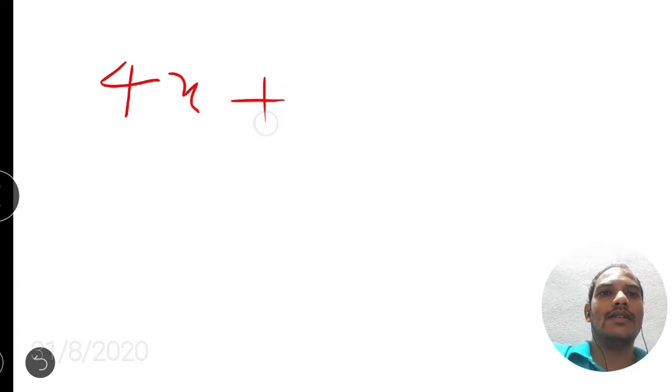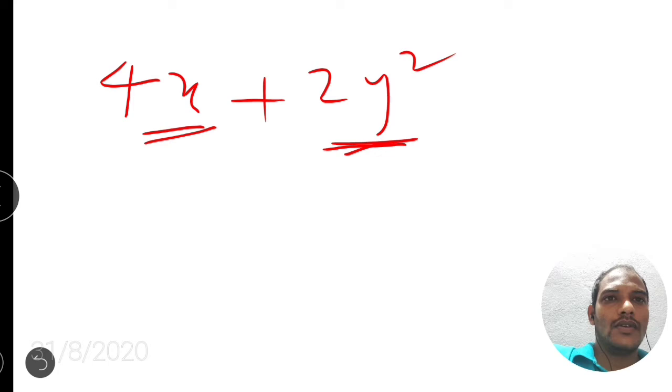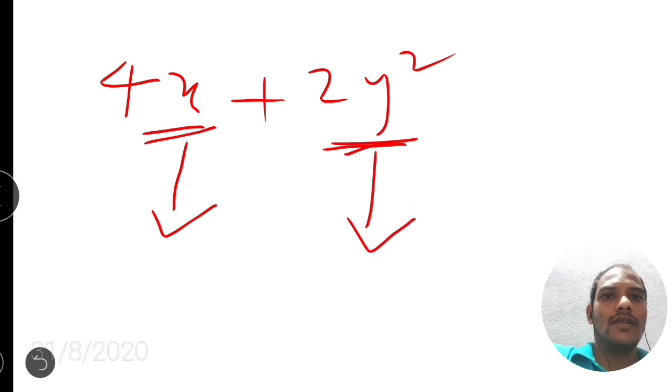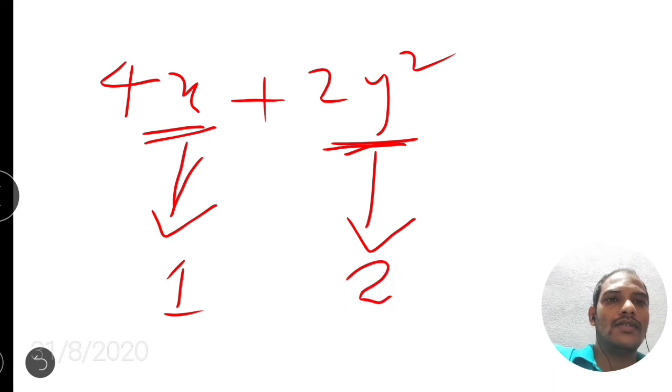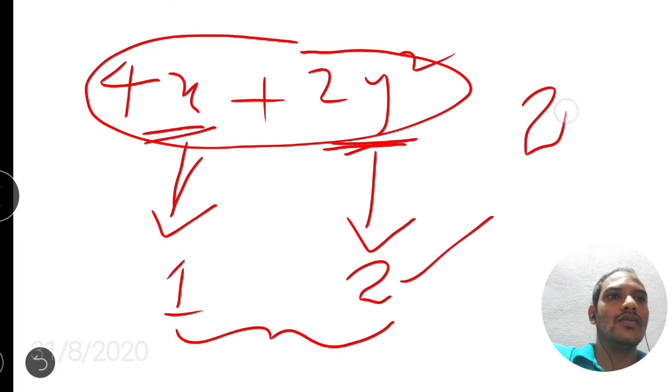Let's see some more examples. 4x plus 2y square. It is also an expression, but here we have two different variables. One is 4x, another one is 2y square. In this case, how do we find the degree? Find the degree of the first term and the degree of the second term. First term degree is 1 and the second term degree is 2. Out of these two, what is the highest one? 2. So the degree of the given expression is 2.